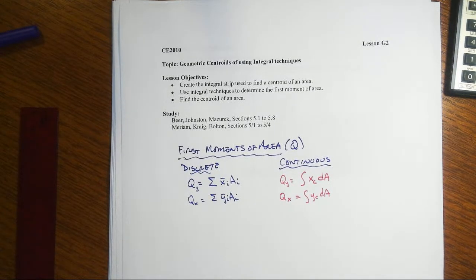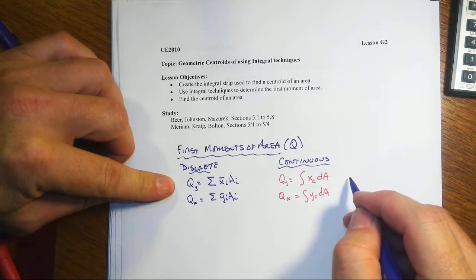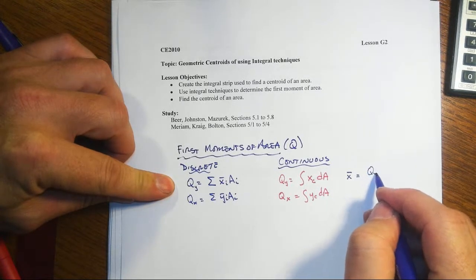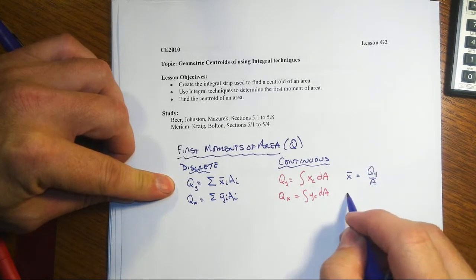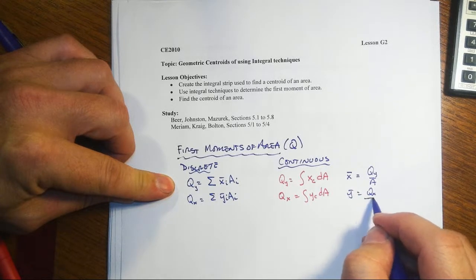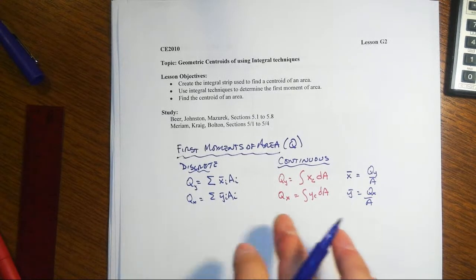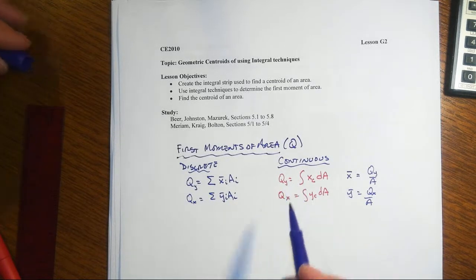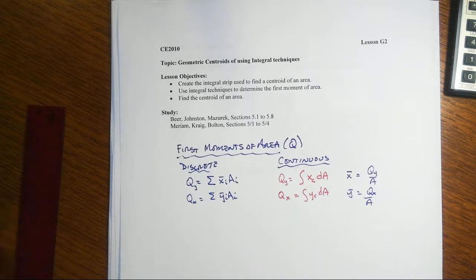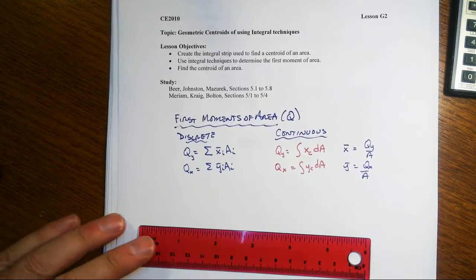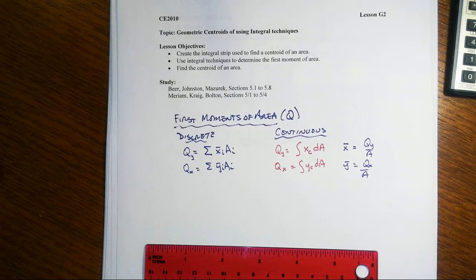Now when we find the centroidal distance, it's all the same deal. x bar is equal to Q sub y over A, and y bar is equal to Q sub x over A. It's the same overall formula, whether it's continuous or discrete. How we find the first moments is what's going to change. So let's have some sort of graphic understanding of what's happening here.